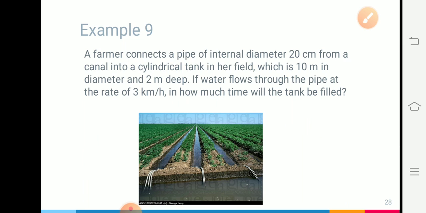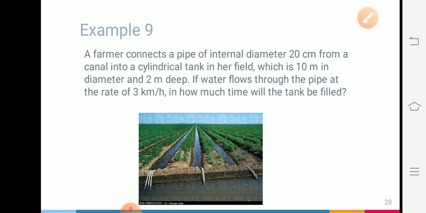This is the last question. A farmer connects a pipe of internal diameter 20 centimeter from a canal into a cylindrical tank in her field, which is 10 meter in diameter and 2 meter deep. If water flows through the pipe at the rate of 3 km per hour, in how much time will the tank be filled?